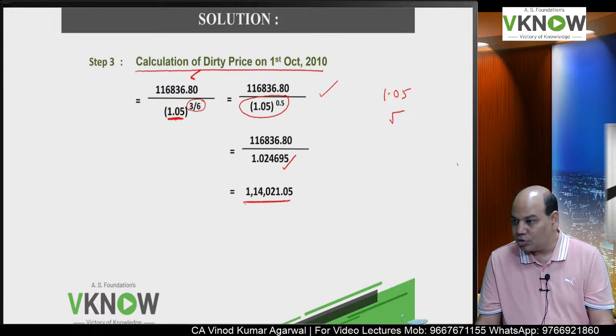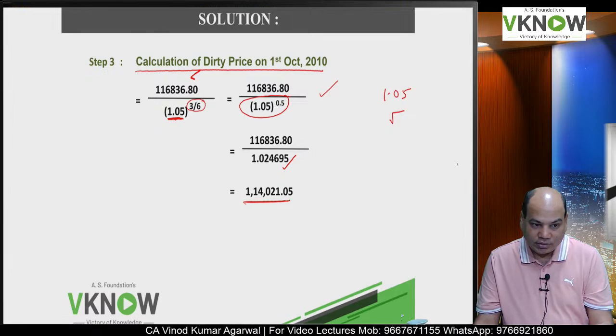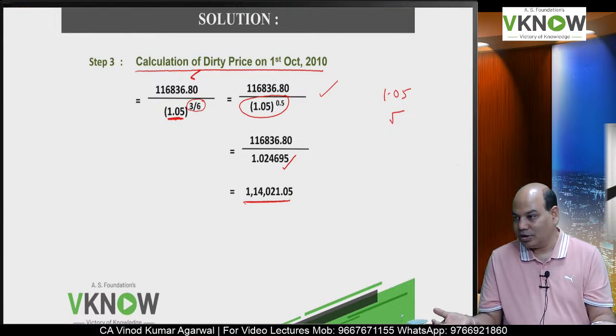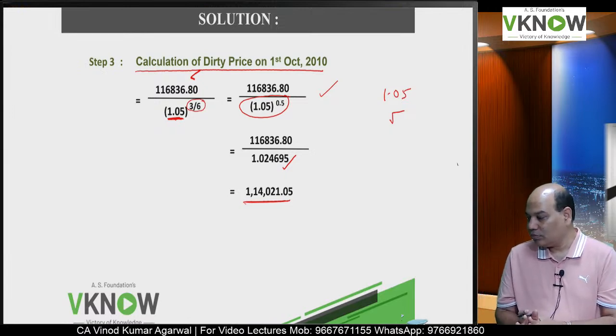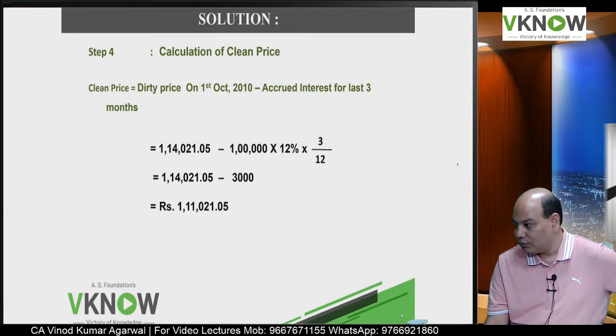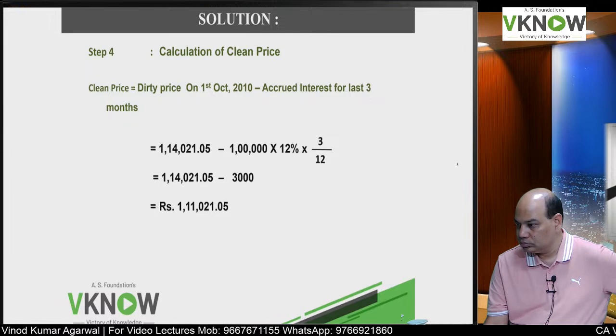Now the answer is not over. What is pending? Clean price is pending. So what will you do? Interest will be deducted. Right. So write down step number 4. Calculation of clean price.